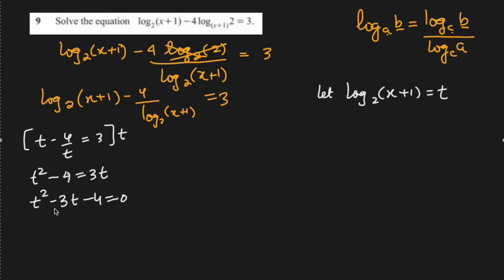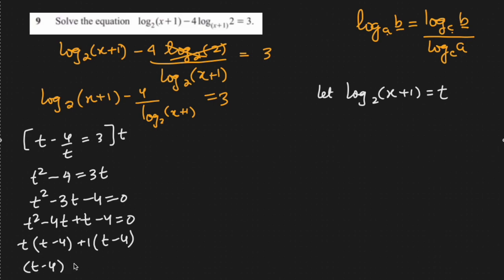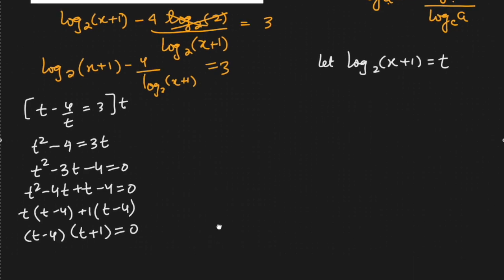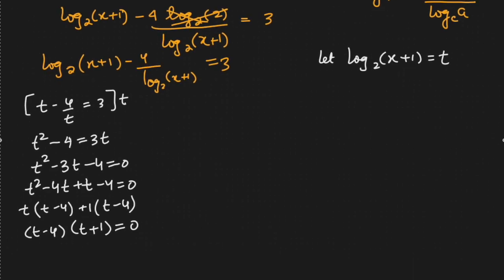And now I'll split the middle term as usual to get the value of t. So t squared, 4 times 1 is 4, so minus 4t plus t minus 4 equals 0. t taken common: t(t minus 4) plus 1(t minus 4). So we get (t minus 4)(t plus 1) equals 0. So we have two solutions from here, which are t equal to 4 from this one, t equal to minus 1 from this one.